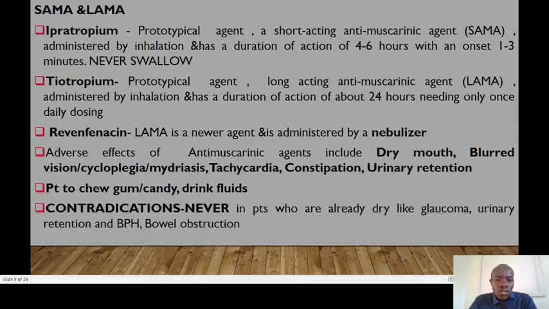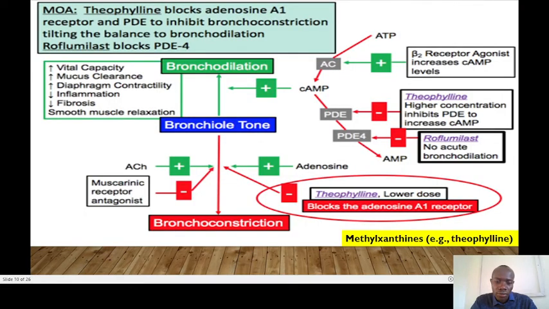Contraindication for these antimuscarinic drugs will be in patients who are already dry, guys. Patients like glaucoma patients who are having issues with the drainage. In that case, you don't need to give them these drugs. Patients who are having urinary retention and BPH, or bowel obstruction, should not be given these antimuscarinic drugs.